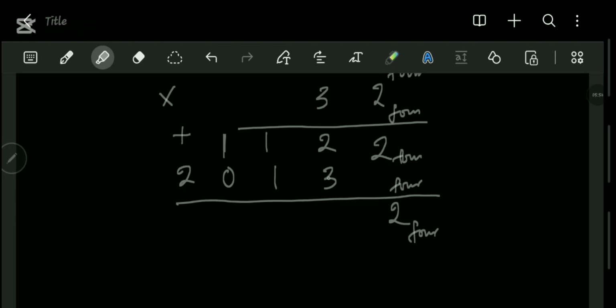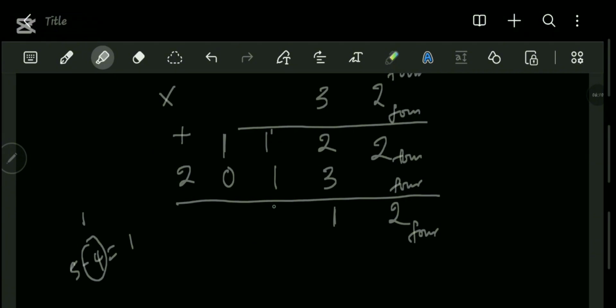2 plus 3 is 5, and 5 is also bigger than 4. So I'm having 5 minus 4. That gives me what? 1. So I'm going to drop my 1 here. And how many times did I have to subtract 4? That's 1. So I'm carrying 1 over to this 1 here.